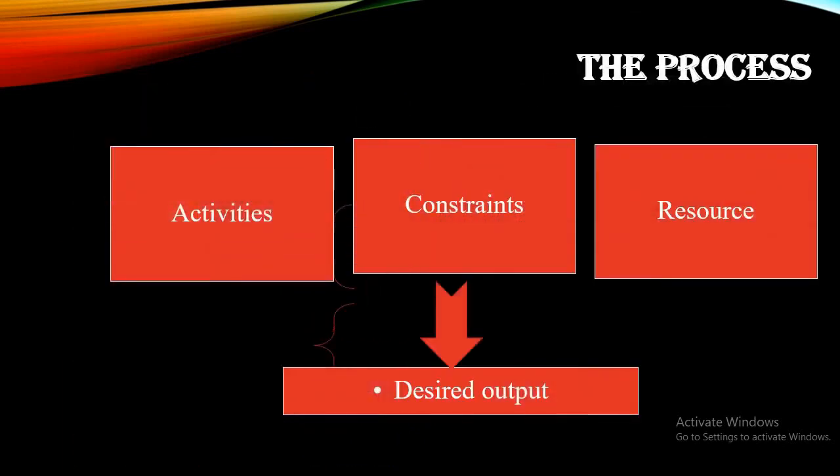So, next we are going to see about the process. So, what do you mean by a process? I have given a definition for you. The definition goes like this. A process is a series of steps involving activities, constraints and resources that produce a desired and intended output. Okay, so what are these activities?